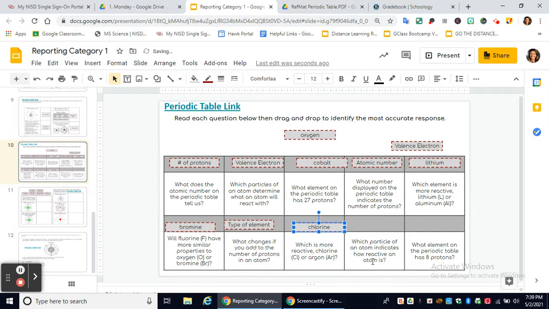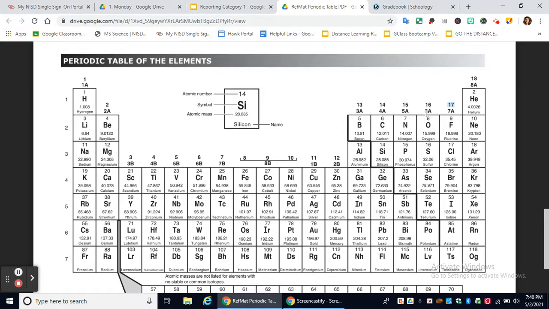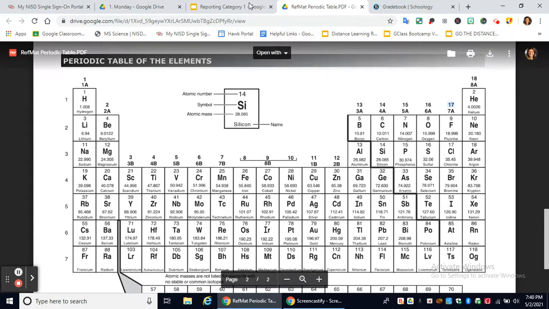Which particle of an atom indicates how reactive the atom is? That's your valence electron. And what element on the periodic table has 8 protons? So if we go to our periodic table, we can see that oxygen has 8 protons because its atomic number is 8. That number tells you how many protons and electrons you have.